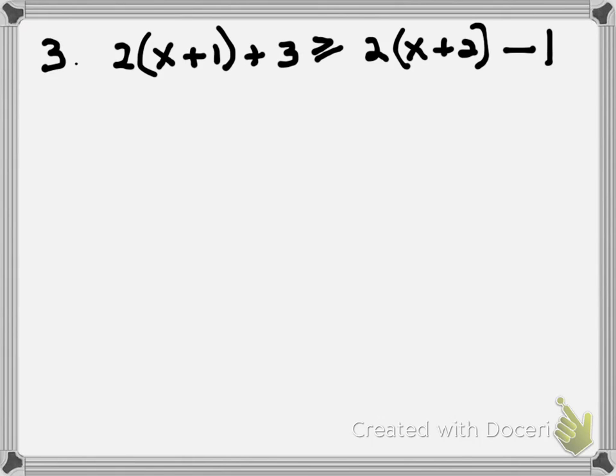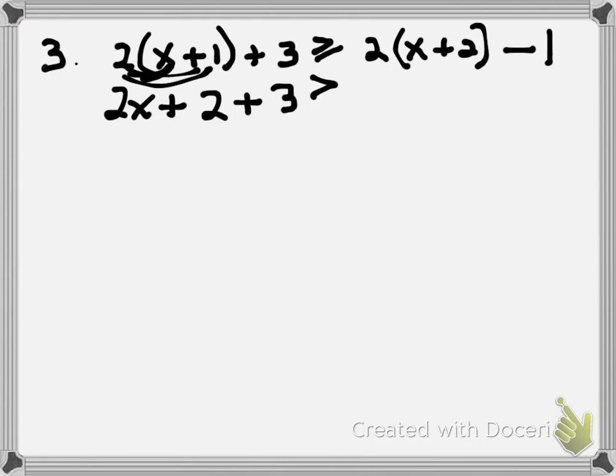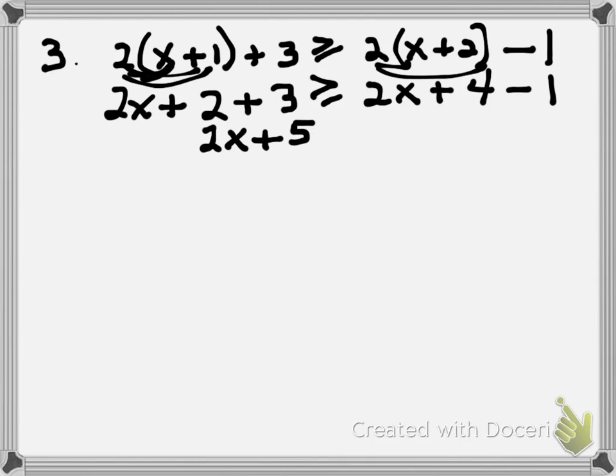Clearing the parenthesis on the left and the right-hand side. So I'm getting 2x plus 2 plus 3 on the left-hand side is greater than or equal to 2x plus 4 minus 1 on the right-hand side. So 2x plus 5 is greater than or equal to 2x plus 3.